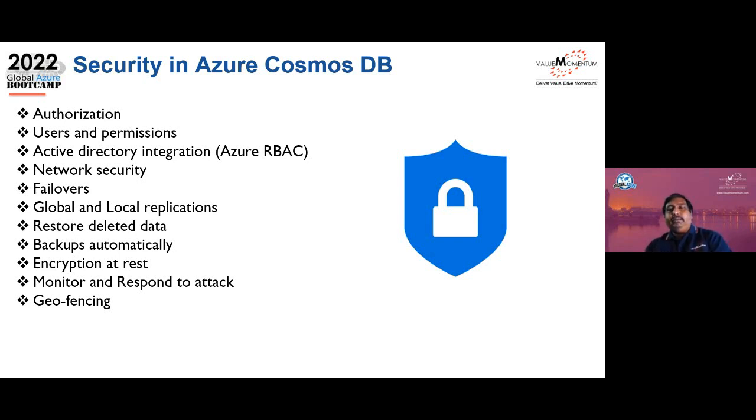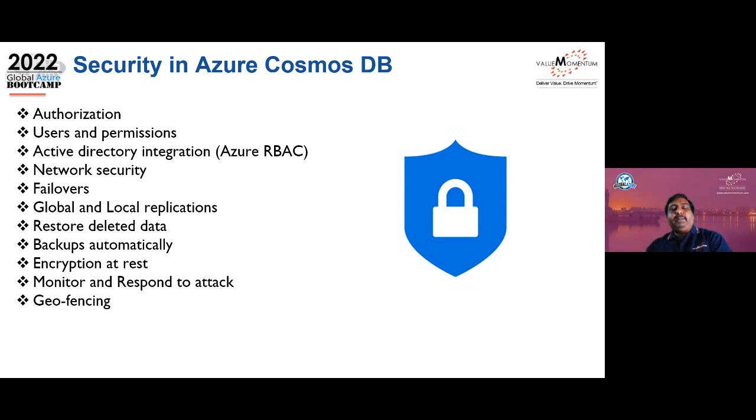Restoring data deleted by mistake: if data in any region is deleted, auto replication happens from a different region, and our data will be replicated automatically. The time they mentioned is 5 minutes, so within 5 minutes data will be replicated from the different regions.